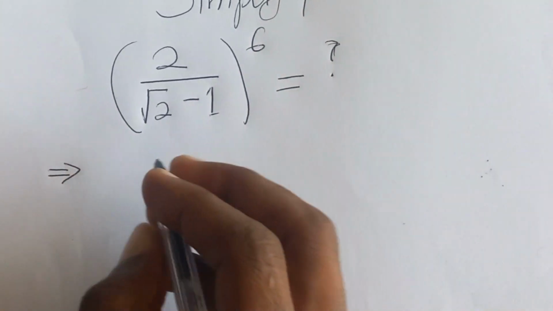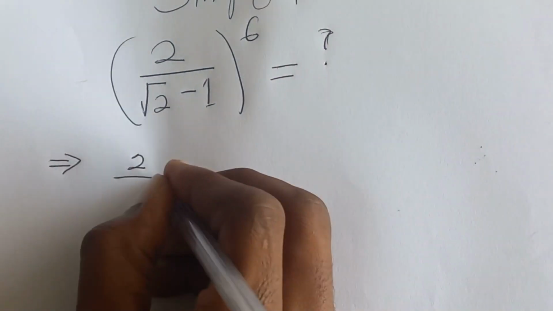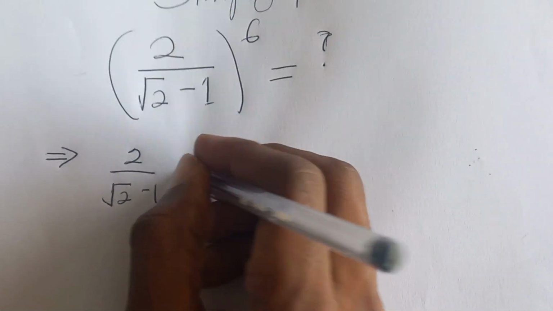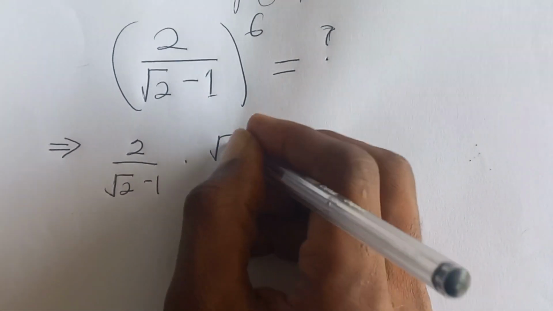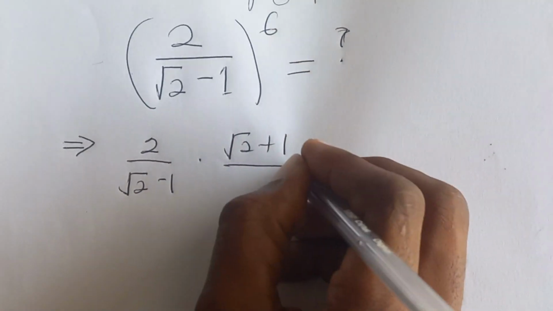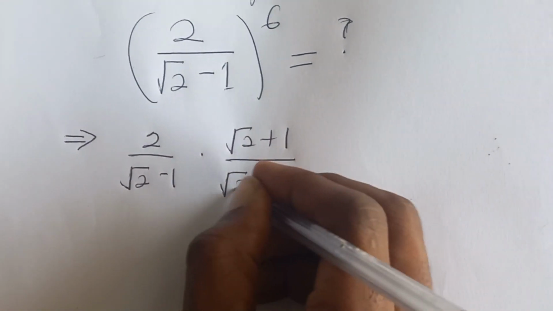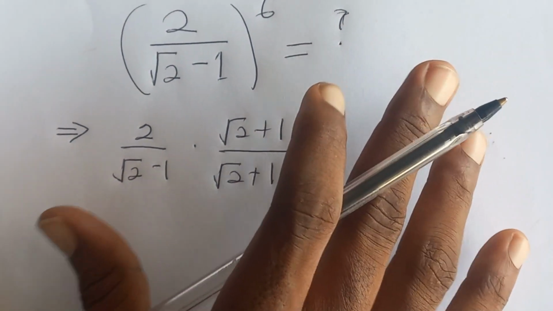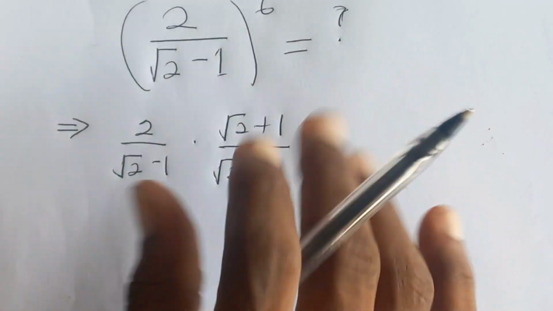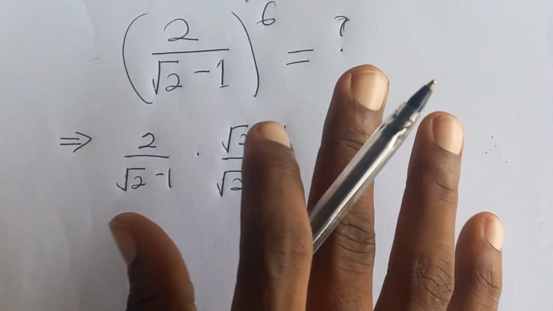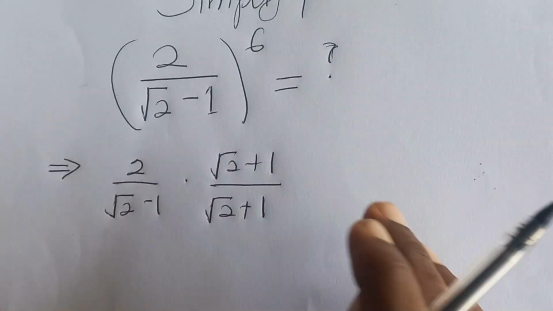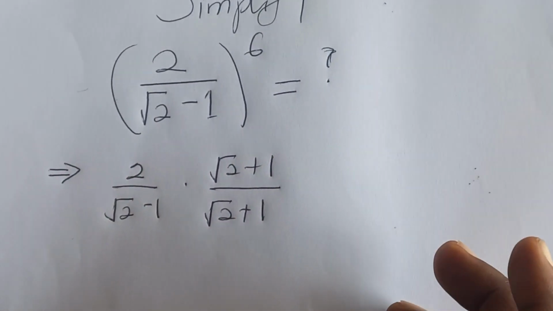To rationalize this, we are going to get 2 on square root of 2 minus 1, multiplied by square root of 2 plus 1 on square root of 2 plus 1. We are using this method because it is very simple and easy to understand. We have a lot of methods you can use to solve this kind of question, but it is very long. So let's use this one.